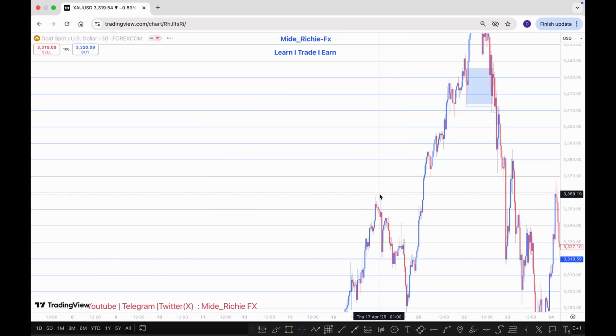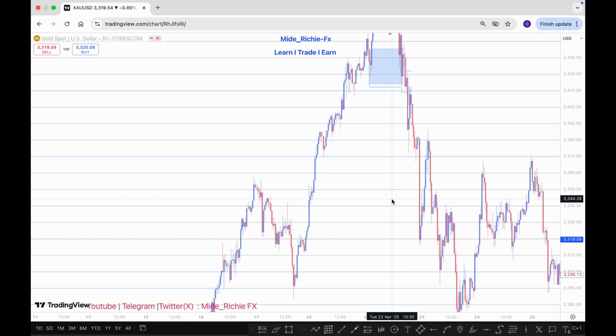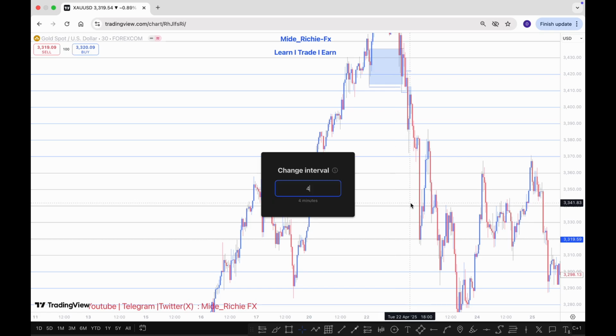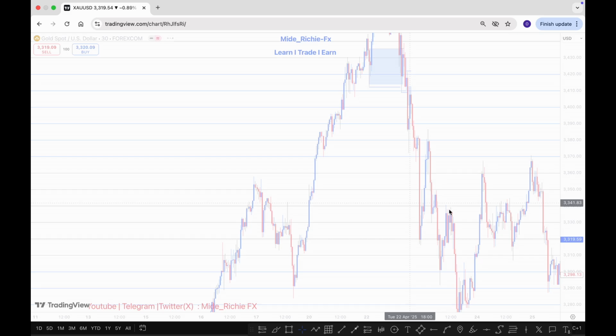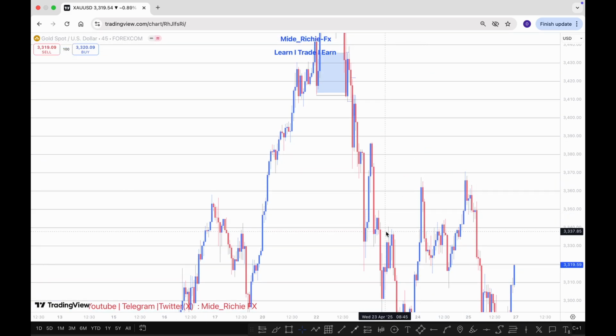Because basically, let me tell you a secret about this whole thing. If the market hasn't mitigated the point of interest, we will keep that bearish internal structure until we mitigate the point of interest, right? Until we mitigate the point of interest.